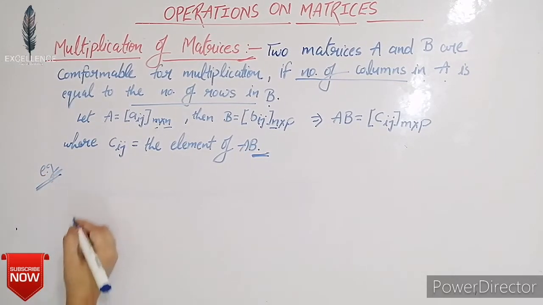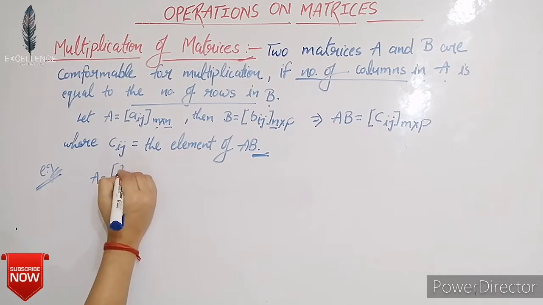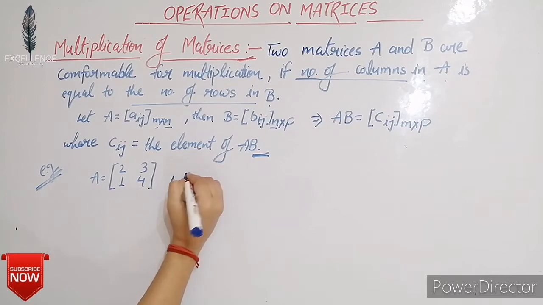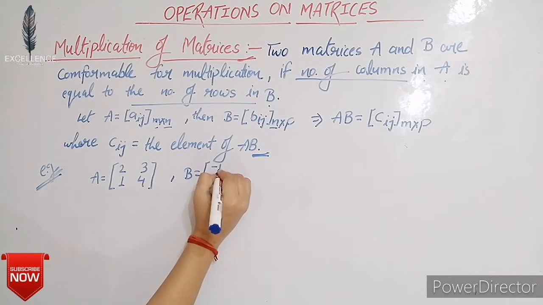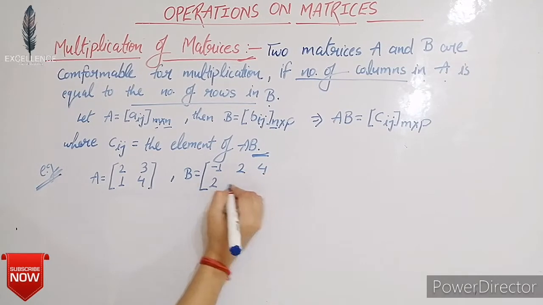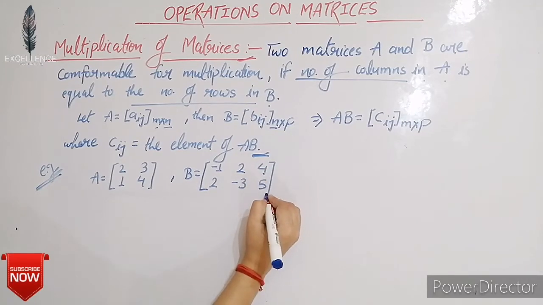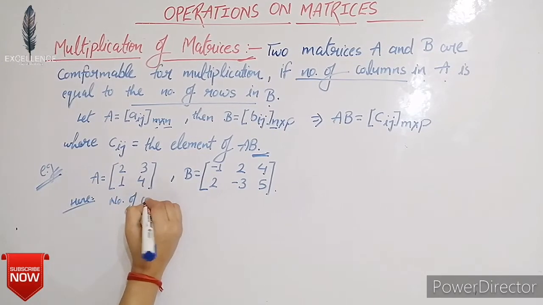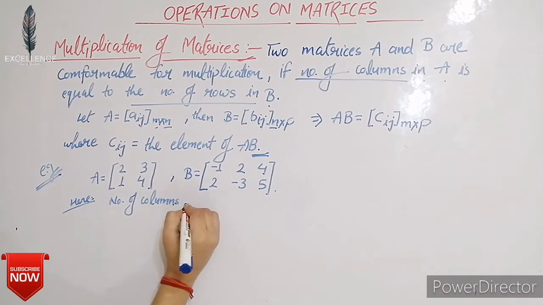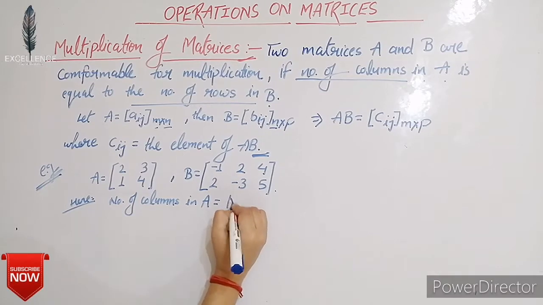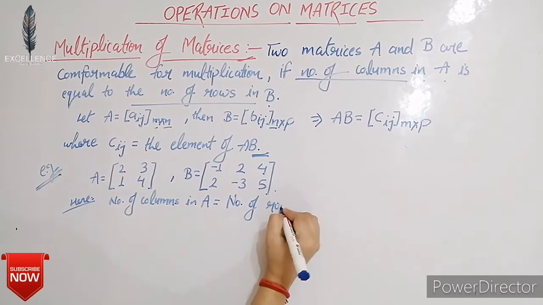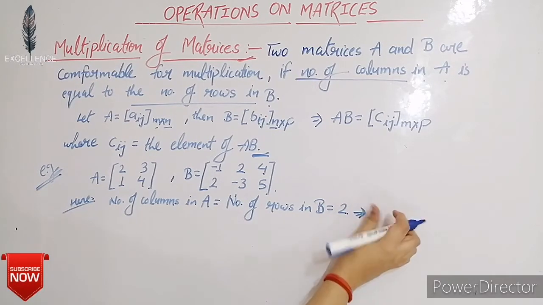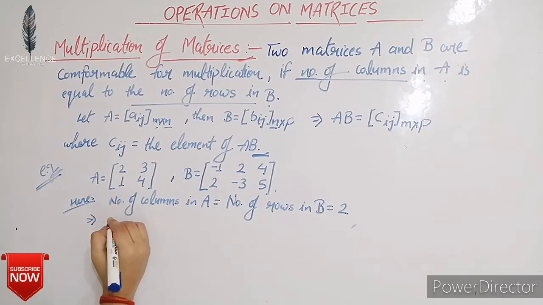For example, let A be a matrix 2, 3, 1, 4. Its order is 2 into 2, 2 rows, 2 columns. And let B be another matrix equal to -1, 2, 4, 2, -3, 5. It is of the order 2 into 3. Here, the number of columns in A is equal to the number of rows in B, equal to 2. Okay. The number of columns in A is equal to the number of rows in B.